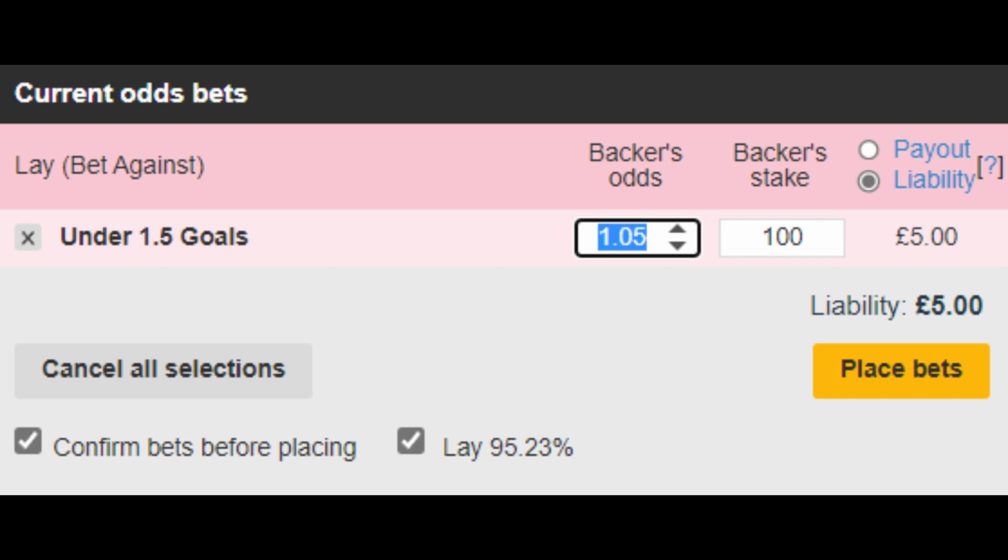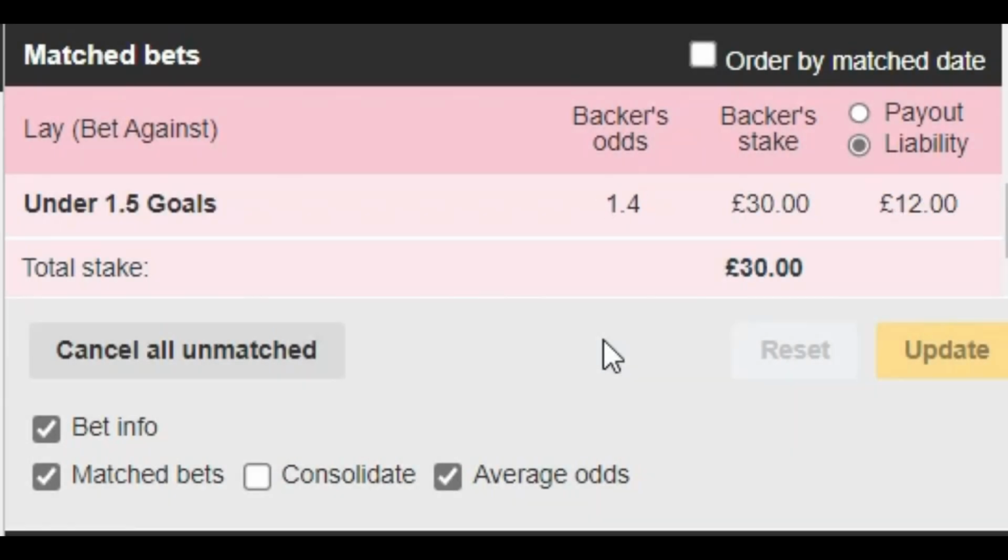You don't have to use the amounts I have given in the example. You can start with a £5 lay or even a £2 lay, or even go lower depending on your starting bank. With each lay bet matched, it will bring your average odds lay down lower and lower.